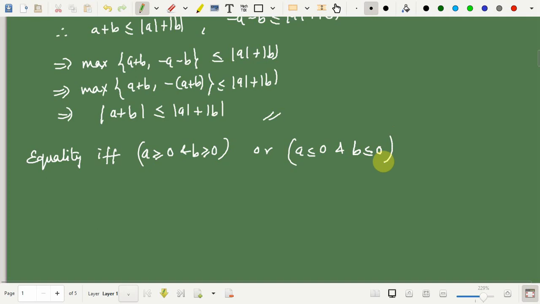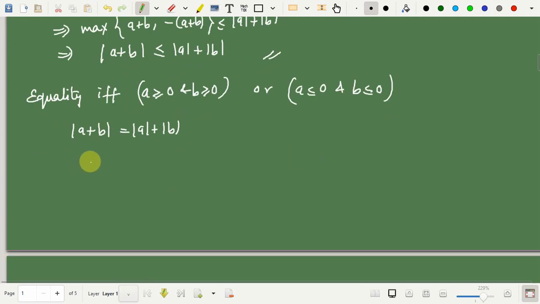Okay. So, how do we show that? This I would show in one stretch. Therefore, I would start with this. Suppose equality occurs, that is, mod of A plus B is equal to mod of A plus mod of B, and I would show that this is true, and both can be proved in a reverse way. So, I would start with if and only if.